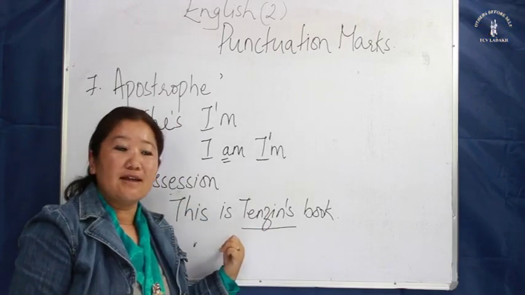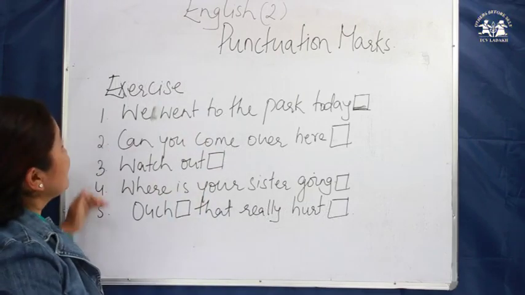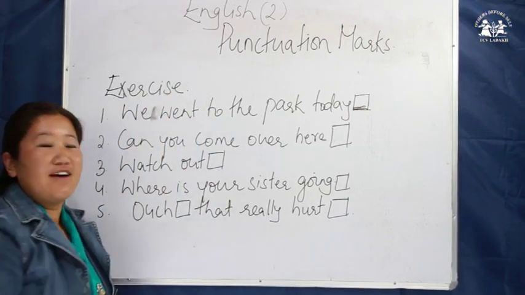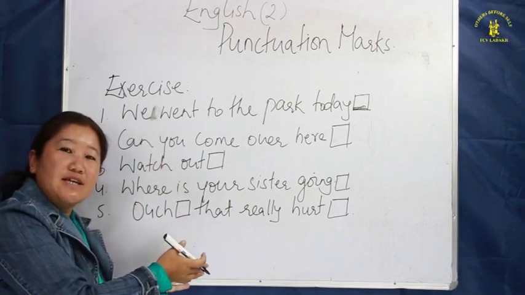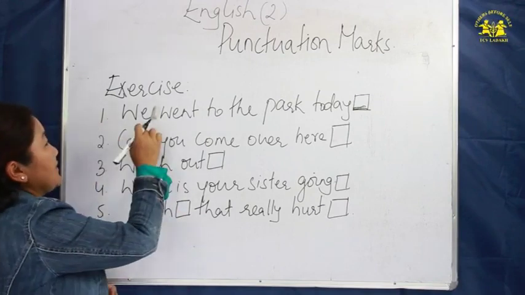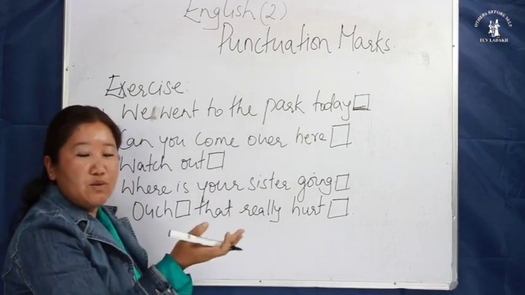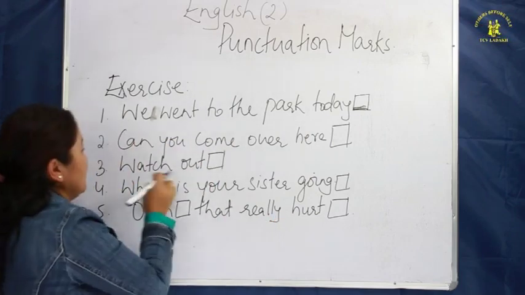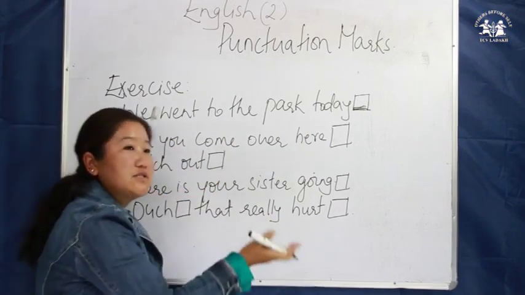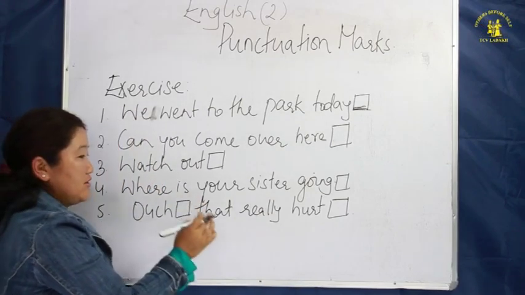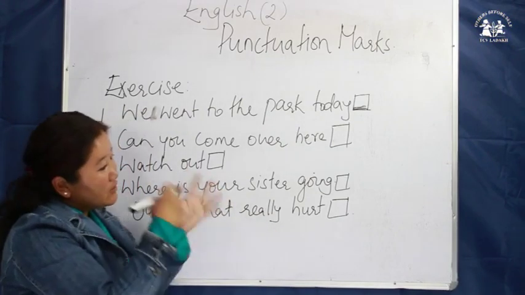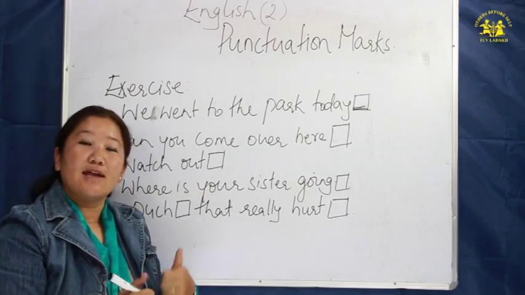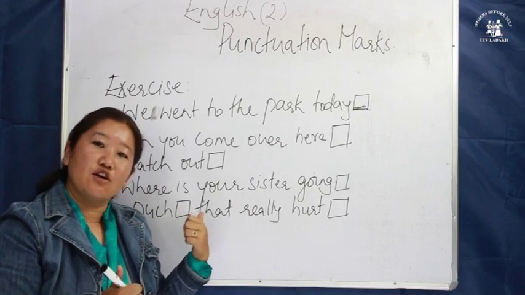Let's do it, and then we will stop here. The last part of today's class is the exercises part. I'm using a colon here because you have many questions down there. The first one is, we went to the park today. What kind of punctuation are you going to use? Can you come over here? Watch out. Where is your sister going? Ouch, that really hurt. We have already discussed this punctuation. I want you to do it yourself, and we shall discuss the answers at the beginning of the next class.